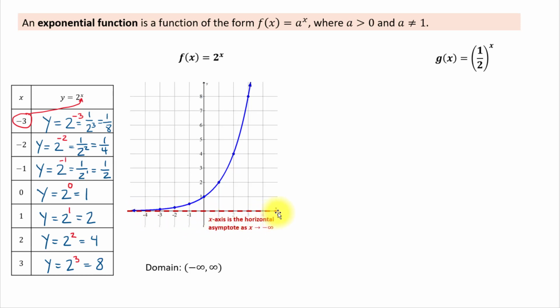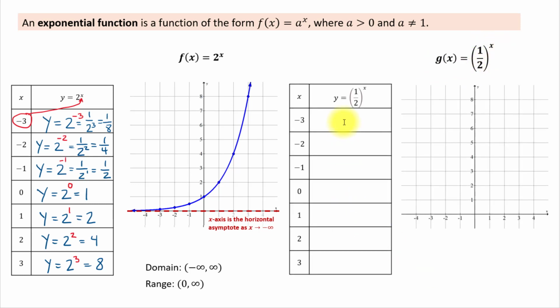So what can we say about the possible y values of this graph? They will be in the interval from 0 to infinity, and that's the range of the given function. Next, let's look at the graph of the function g of x equals 1 over 2 to the power x.